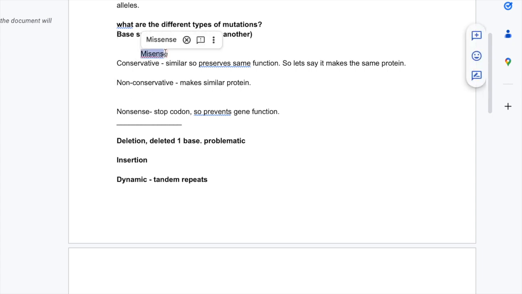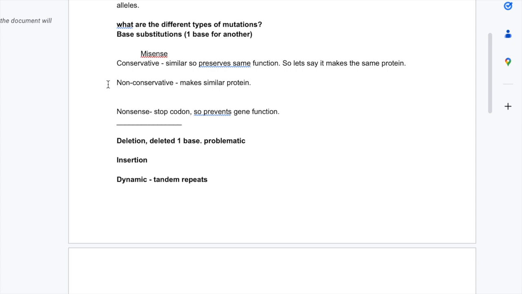So missense has two categories, conservative and non-conservative. Conservative is where you basically have a very similar protein, hence you still have good or similar gene function. Non-conservative is, let's say, you're making a similar protein but not the same protein. So recall, 3 bases usually lead to the production of one protein. However, that one protein can be made from many different base combinations.